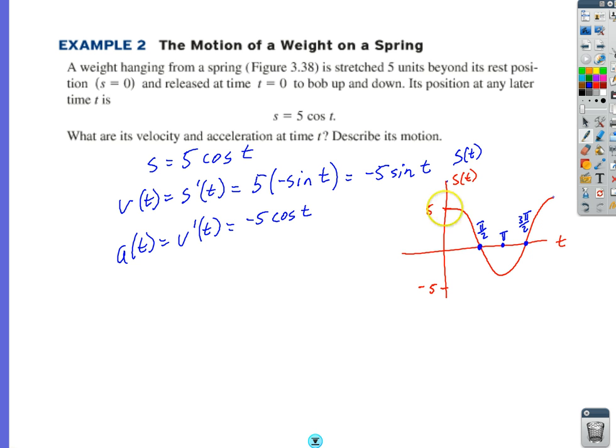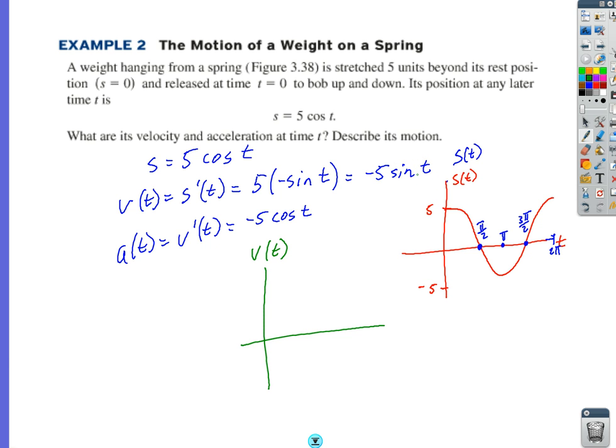So you could say that it falls from 0 to pi, and then it goes back up from pi to 2 pi for my time. You can also describe it as it starts off 5 units above its rest position, decreases to negative 5 units below its rest position, and then comes back up. All right, that's describing from position point of view. But what about from a velocity point of view? From a velocity point of view, v of t, here's my graph, and then this is going to be negative 5 sine t.